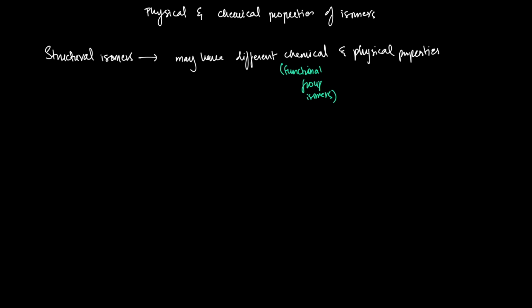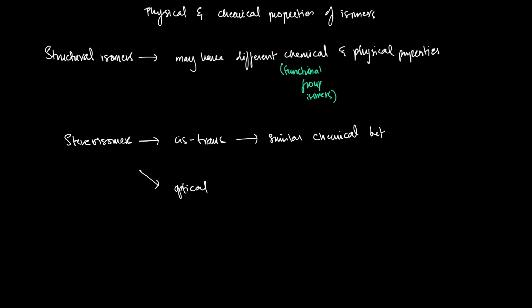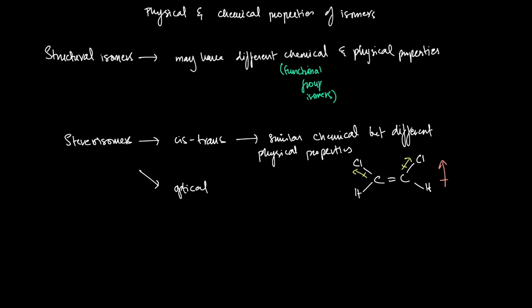Then when we talk about stereoisomers, you have cis-trans and you have optical. Cis-trans isomers usually have similar chemical but different physical properties. A very simple example would be this. Let me draw a simple example. This molecule over here is polar. There's a net dipole towards the chlorine atoms. It's a polar molecule.